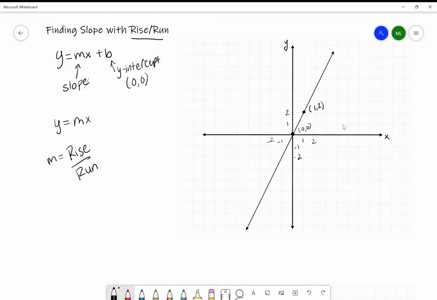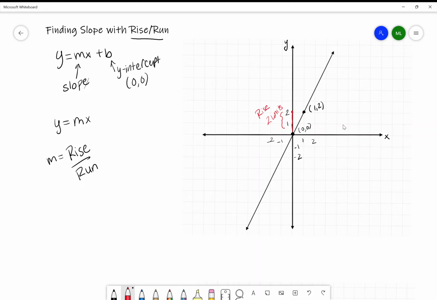Well, let's use a different color here. Let's do it from the left. 1 unit, 2 units. It rose 2 units. So that is already 2 units that it rose up. Now how much did it run by? Since it went up 2 units, you're going to call that your rise. And then the run is how much it ran to get to our next point.